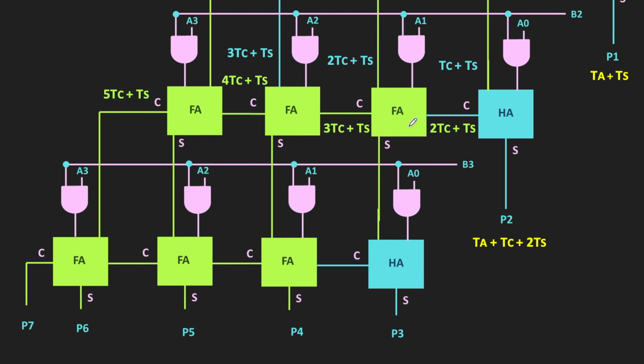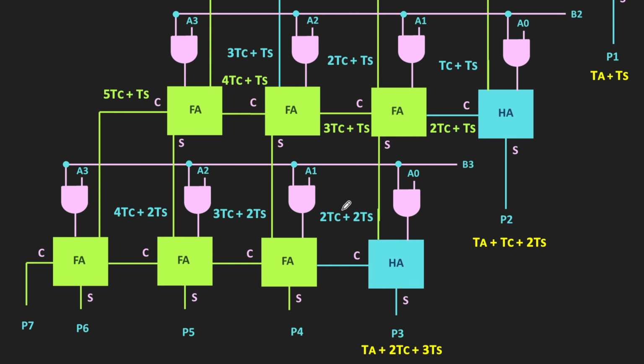So now in the same row, the sum output of each full adder will be available after the additional delay of the TS. If you see this full adder, its two inputs are available after the delay of 2TC plus TS. That means it can generate the valid sum output after the additional delay of the TS. Therefore, its sum output will be available after the delay of 2TC plus 2TS.